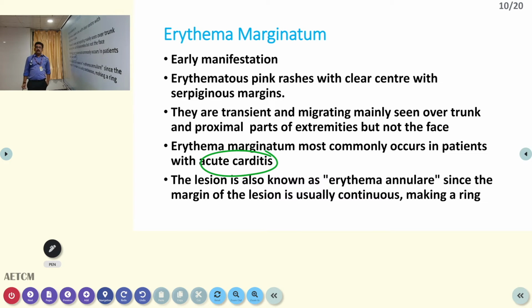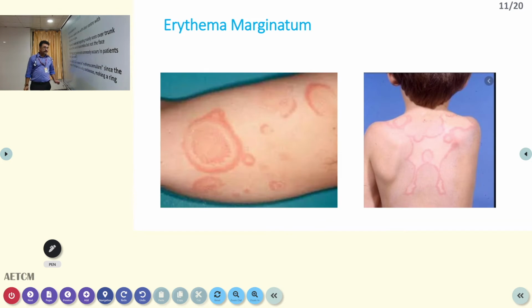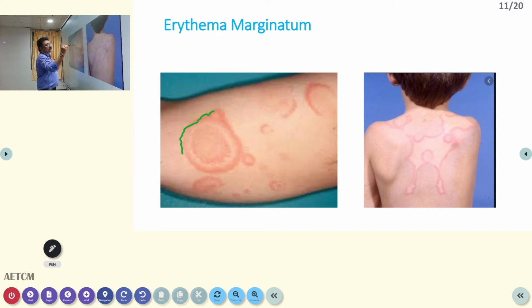The lesions are also known as erythema annulare, since the margins of the lesion are usually continuous. That means it is like this. So margins are like this, serpiginous margins, and they are continuous. There is no break. Now these are erythema marginatum. You can see the margins are continuous, but they are wavy, and the central part is clear, more or less clear. You can see here central parts are clear.